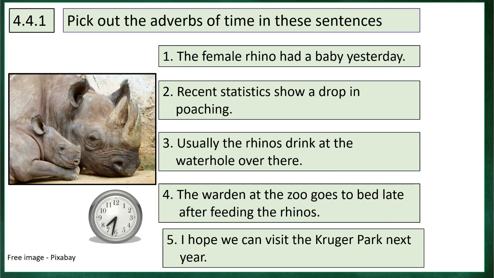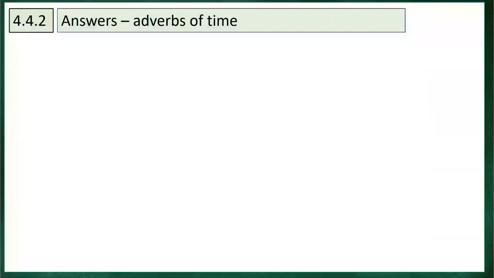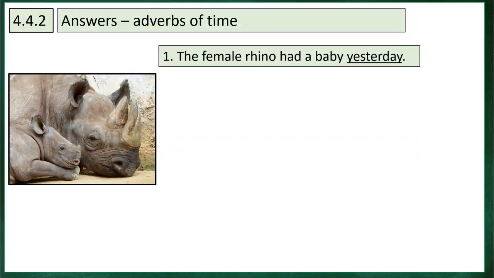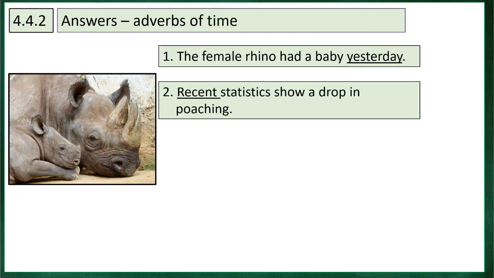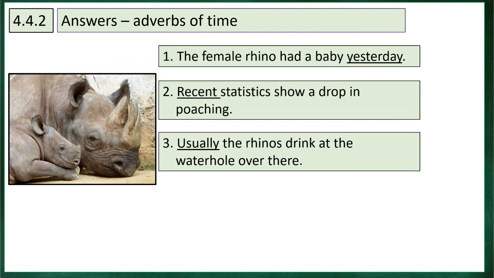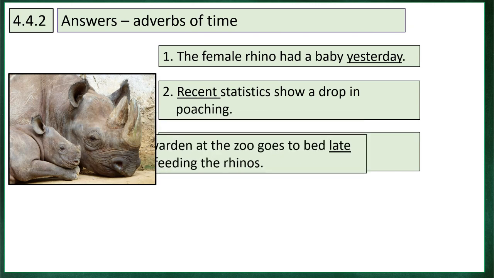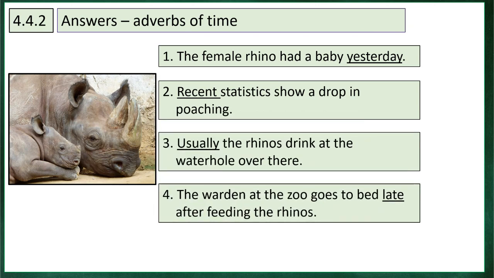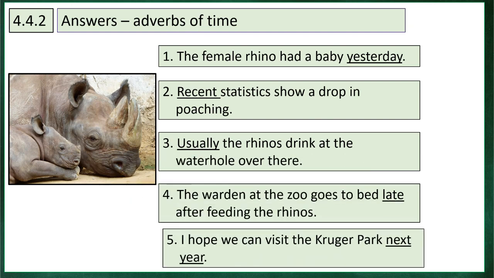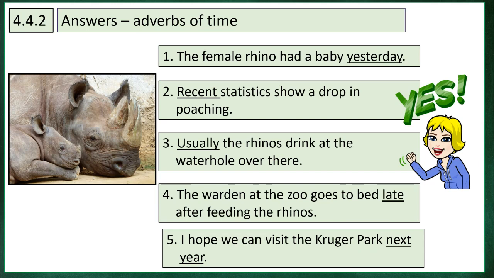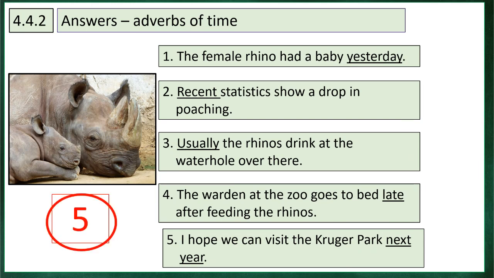Okay, you got those? Let's mark. So the female rhino had a baby yesterday. Yesterday is the adverb of time. Recent statistics show a drop in poaching. Recent. Usually the rhinos drink at the waterhole over there. Usually. The warden at the zoo goes to bed late after feeding the rhinos. Late. And number 5, I hope we can visit the Kruger Park next year. Next year is the adverb of time. So, did you get all those right? If so, give yourself 5 marks.